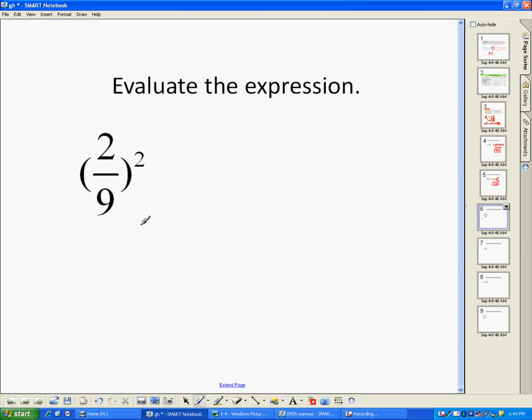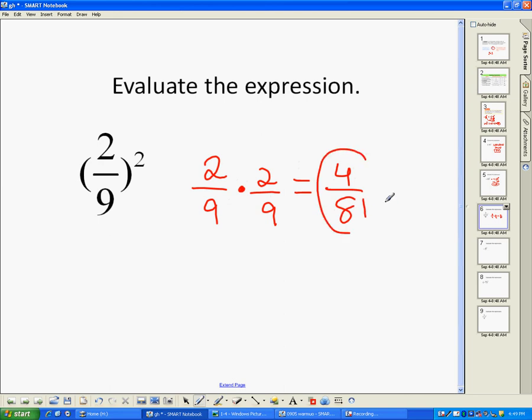Alright, same thing with fractions. 2 ninths squared means 2 ninths times 2 ninths. And the rule for multiplying fractions is that you just multiply straight across. You multiply your numerator times your numerator, and your denominator times your denominator. So 2 times 2 is 4, and 9 times 9 is 81. So 2 ninths squared is 4 over 81.